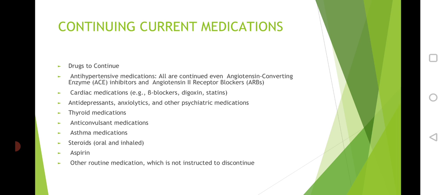Continuing current medication. Drugs to be continued: antihypertensive medications, all are continued, even angiotensin converting enzyme inhibitors and angiotensin 2 receptor blockers. Cardiac medication: beta blockers, digoxin, statins, antidepressants, anxiolytics and other psychiatric medications. Thyroid medications, anticonvulsant medications, asthma medications, steroids, aspirin, other routine medication which is not instructed to discontinue.